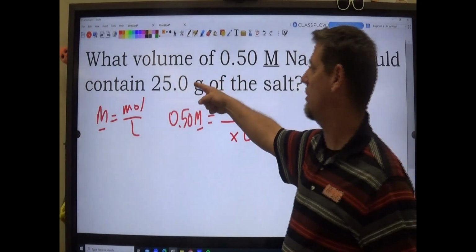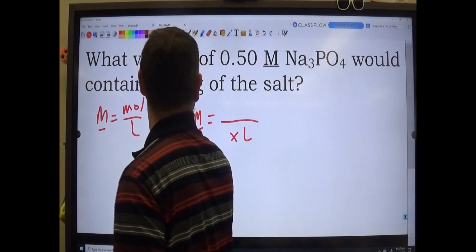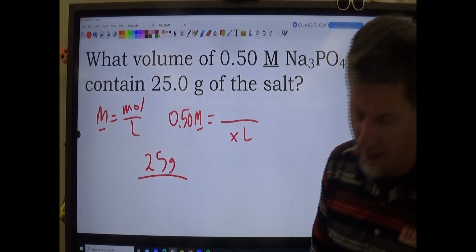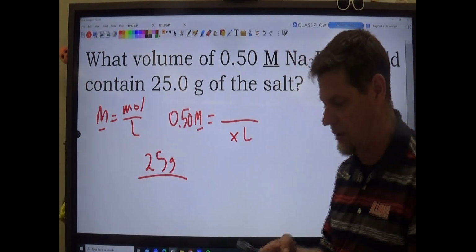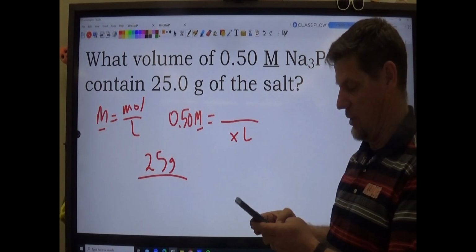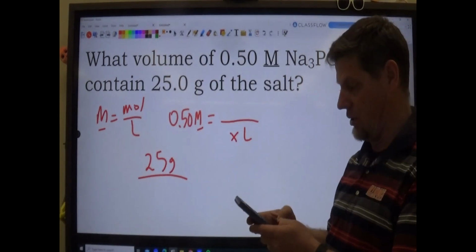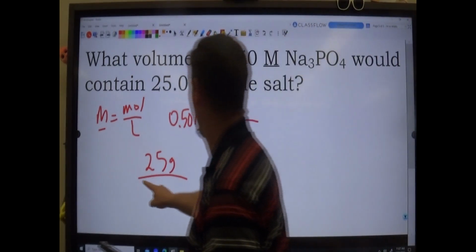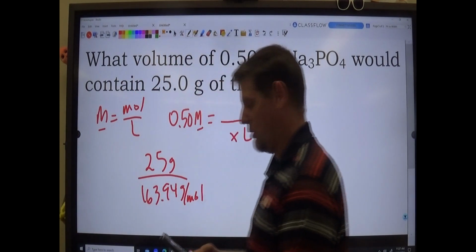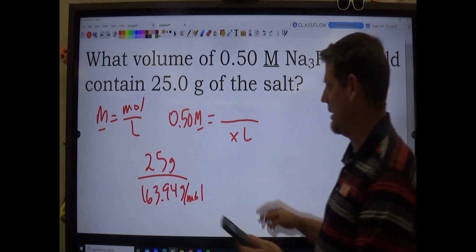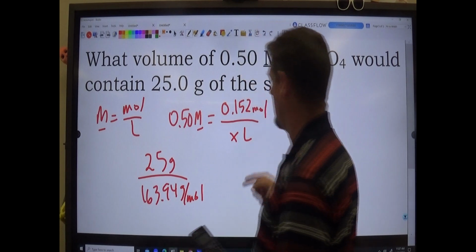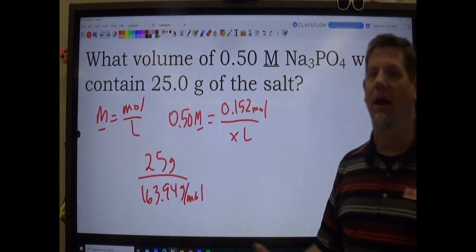So let's do this other calculation. 25 grams of sodium phosphate. We're going to divide by the molar mass of sodium phosphate. I didn't write that one down. So sodium is 22.99 times 3, plus a phosphorus plus 4 oxygens is 163.94 grams per mole. So if I take 25 divided by that, I get 0.152 moles. So now I have moles per liter, and now I got to do some math.